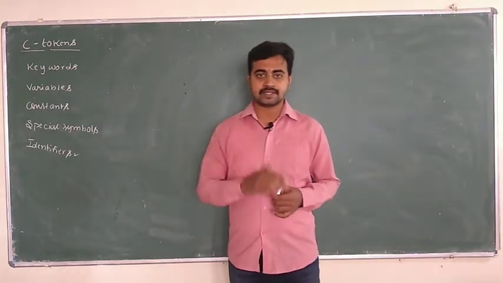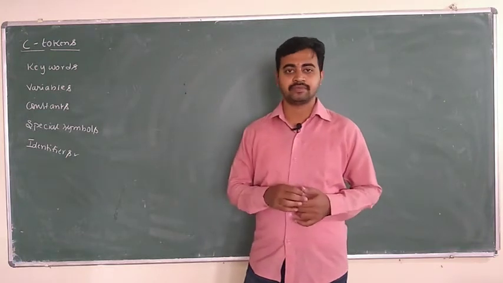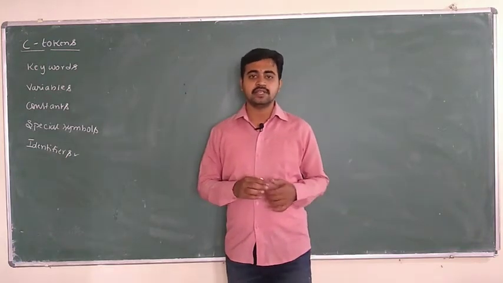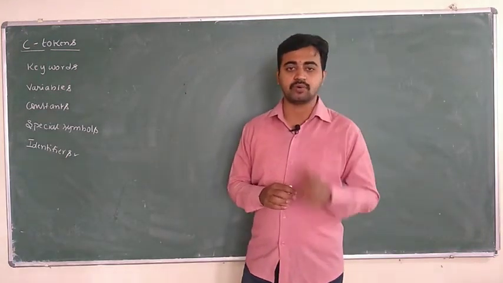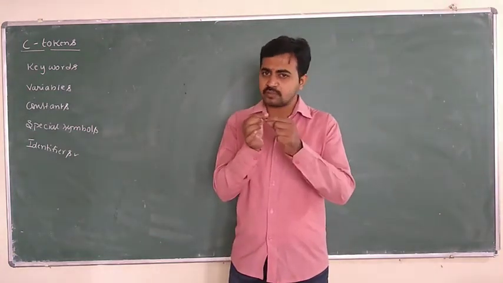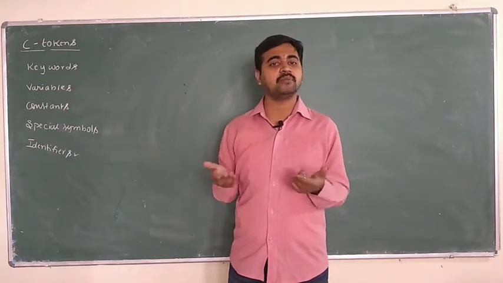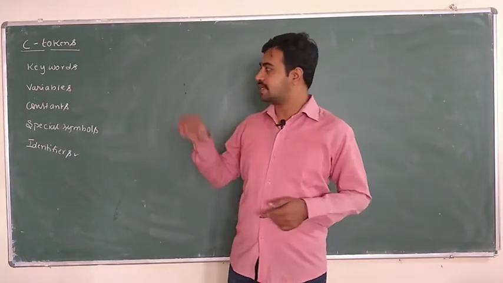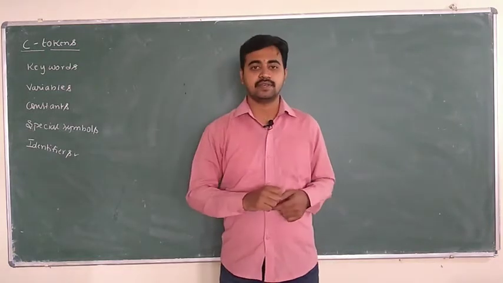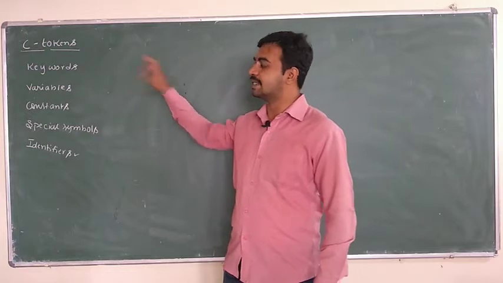Continuing the class, let me start with a new topic called C tokens. C tokens are the smallest unit of a C program. Whenever you are writing a program, it requires some of the smallest parts, like elements. Just as we have the atom in physics, in the same way we have C tokens, which cannot be broken down to a further level. So that is called a C token.